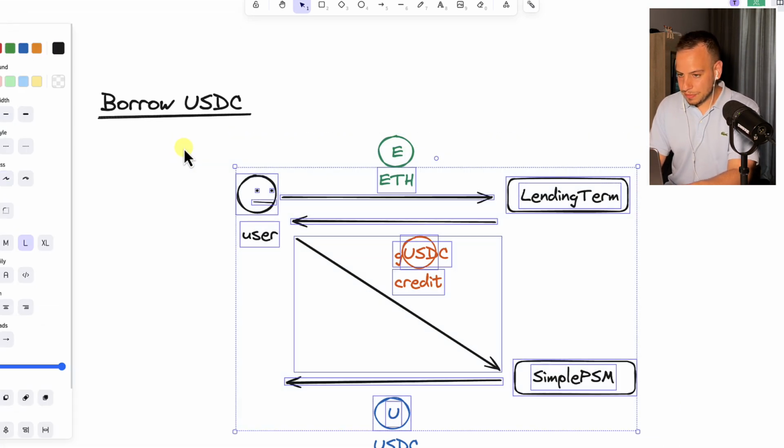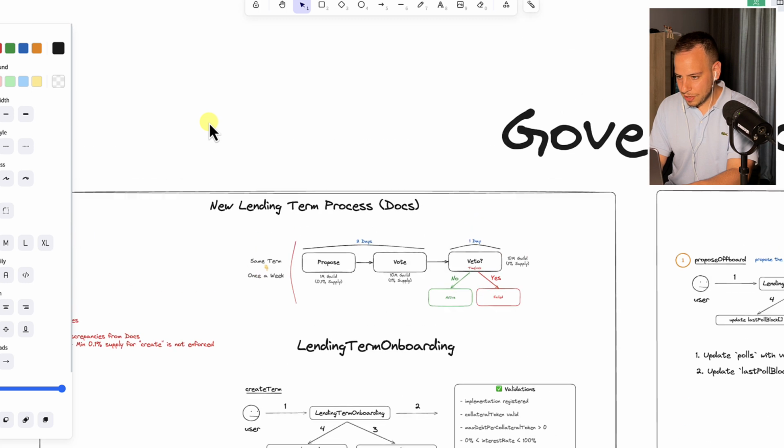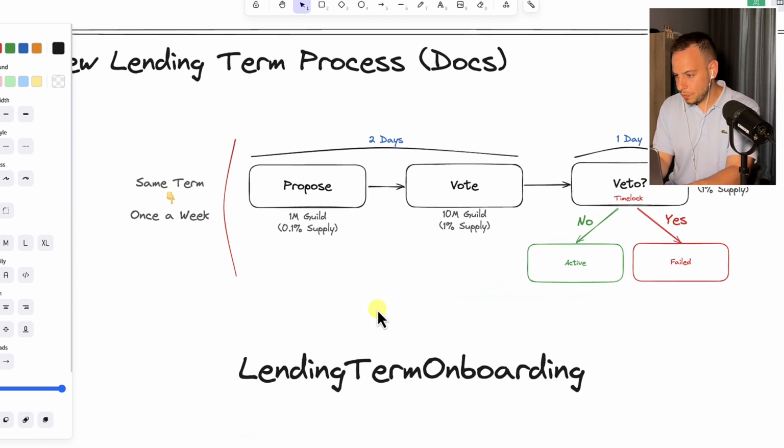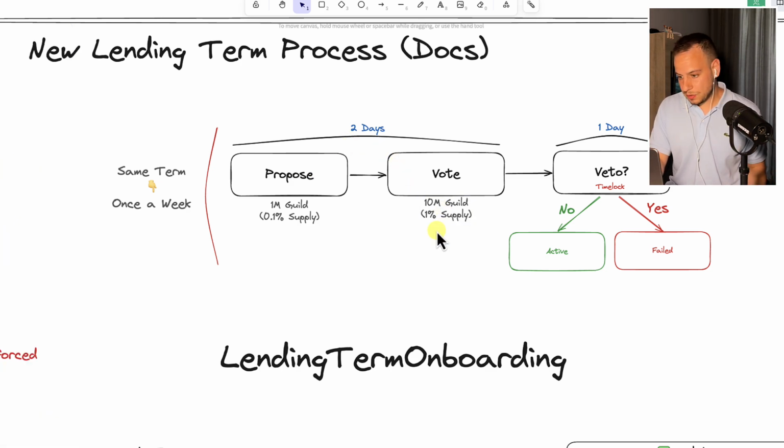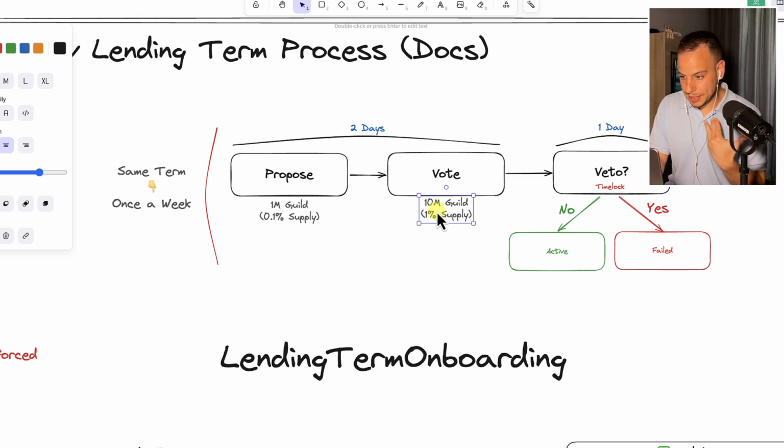But that's not enough, because if you remember this diagram that I drew when I read the docs, you have 2 days to vote on the proposal. Now, let's assume that it passed, which means that 1% of the guild supply needs to vote for it. 10 million guild tokens need to vote for it. Not holders, but tokens that vote, like 10 million guild vote yes.